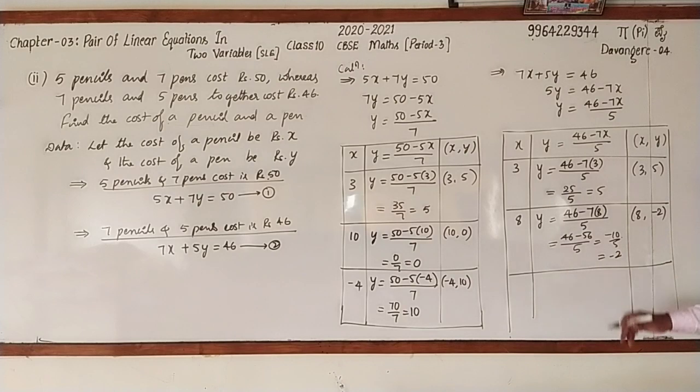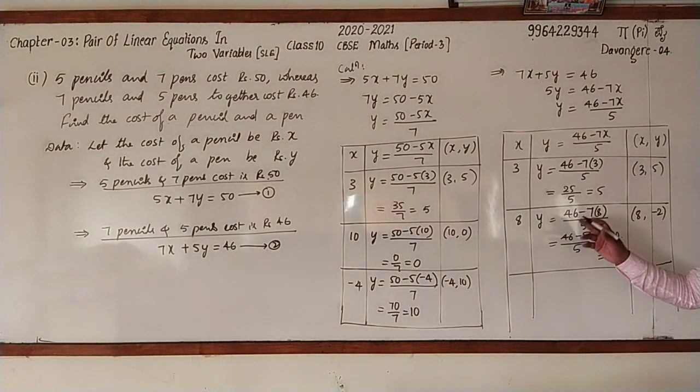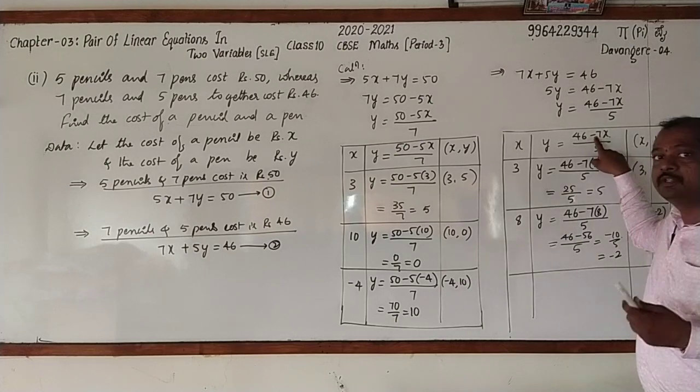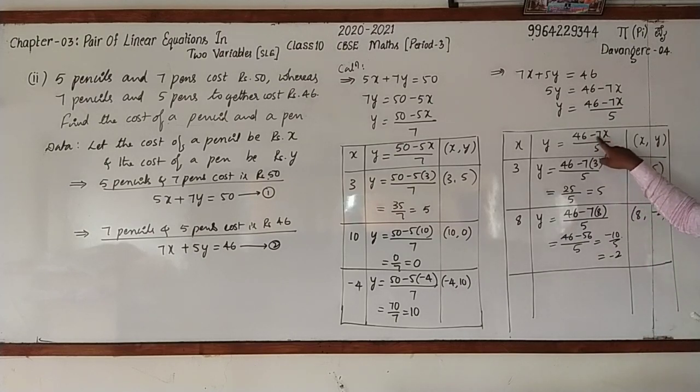Now, can we go for taking any other number? After 8, 9. 7 9s are 63, won't come. 7 10s are 70, won't come. Then try to choose the negative number. Minus 1, 46 plus 7, it is 53, won't come. Okay, when you take minus 2 in place of x, 7 2s are 14, so 46 plus 14 is 60, which is divisible by 5.